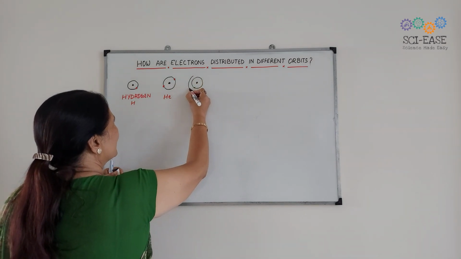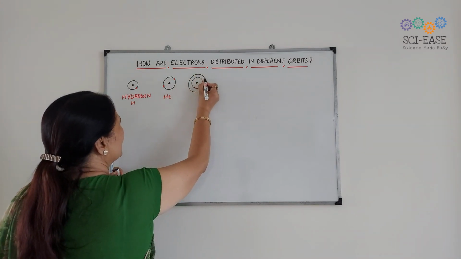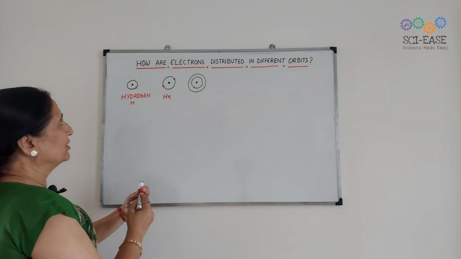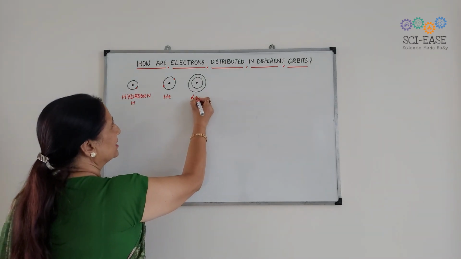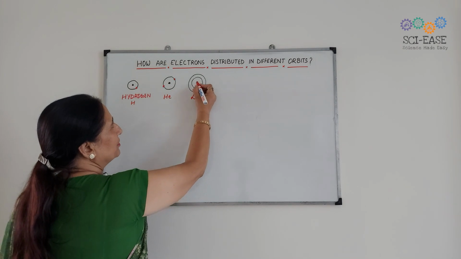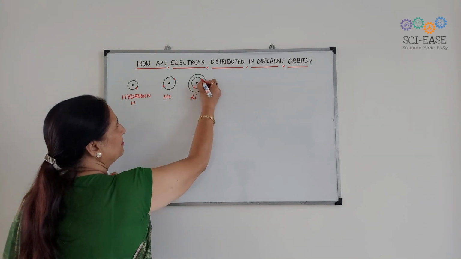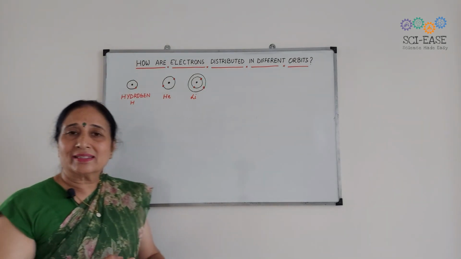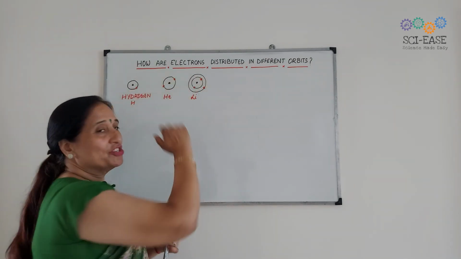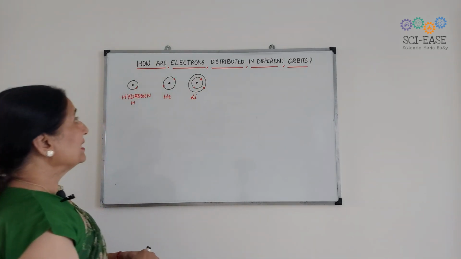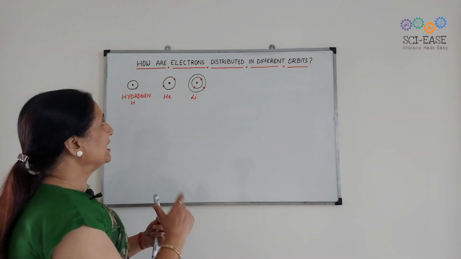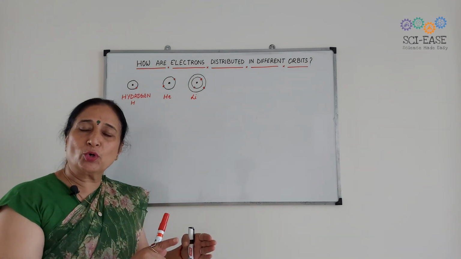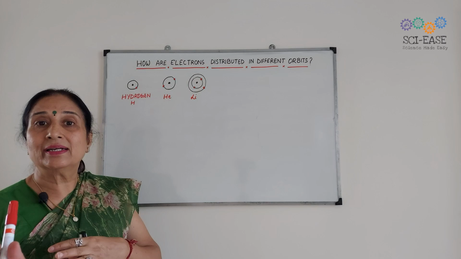So 2 shells. You will make 2 shells. Okay. So lithium, Li, has atomic number 3. 2 electrons will be accommodated in the first shell, and the third electron will go in the next shell or orbit. Then comes beryllium. Beryllium has atomic number 4.